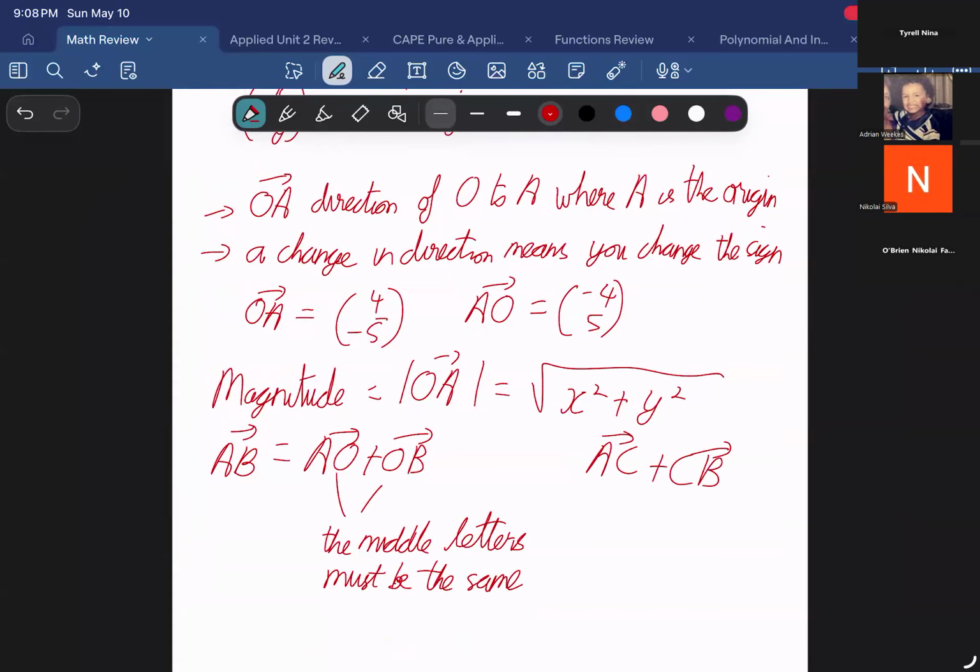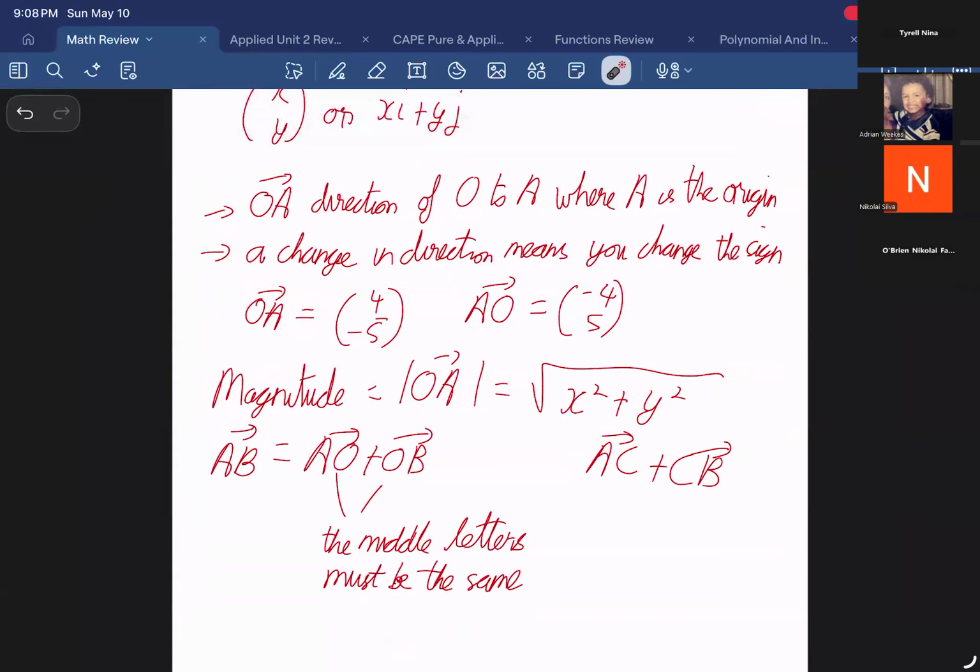You get the idea? It's like going from Fatima to Westmall, right? You could go from Fatima to Movie Town and then Movie Town to Westmall. Or you could go from Fatima to Long Circular Mall and then Long Circular Mall to Westmall. Just make sure that the middle point is the same, right? Cool.